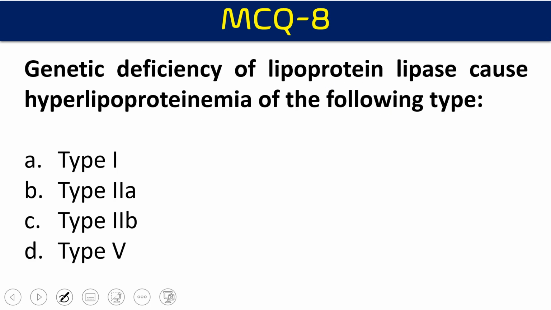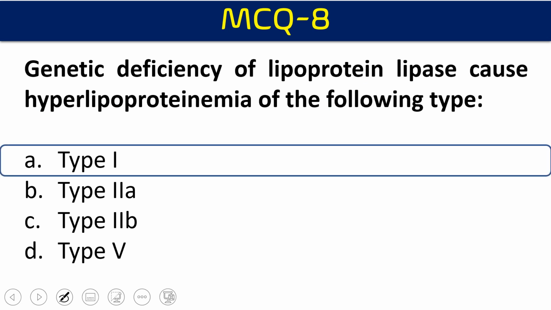Then we are having: a genetic deficiency of LPL causes hyperlipoproteinemia of the following type. If we are having a defect of the lipoprotein lipase enzyme, LPL enzyme, which type of disorder are we having? Hyper means more content of lipoprotein will be there. But which type of hyperlipoproteinemia will we have? Type 1A, 2A, 2B or 5? The correct answer is type 1.